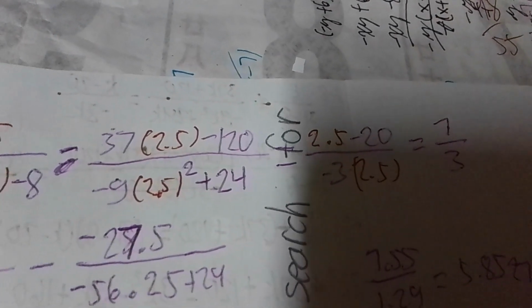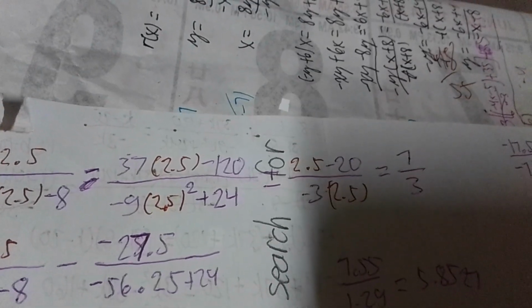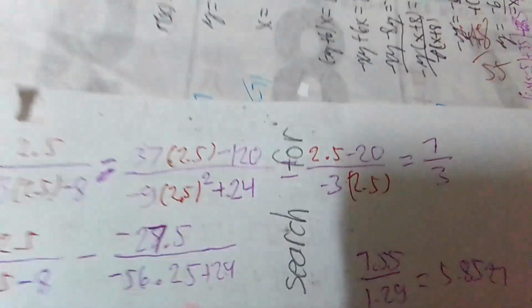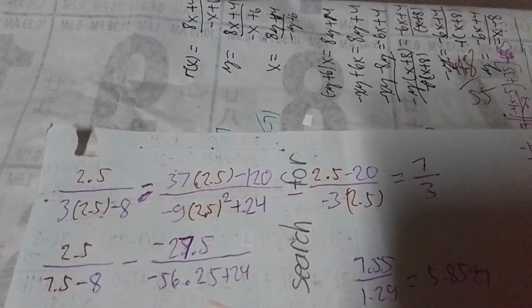Actually, to be honest, we should have distributed the negative 37, because that negative 37 goes within the entire group. To remember, it's negative 37 times 2.5, and then what you hold is times minus 120. Negative 37 times 2.5, that's supposed to be what? What's the answer when we multiply negative 37 by 2.5?